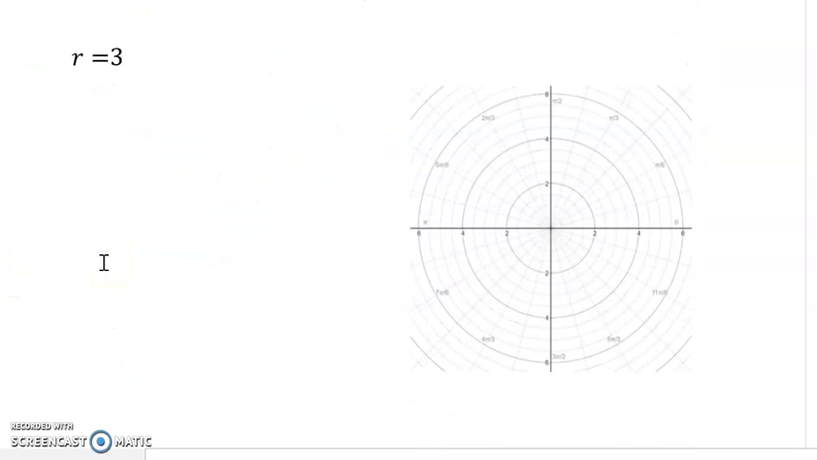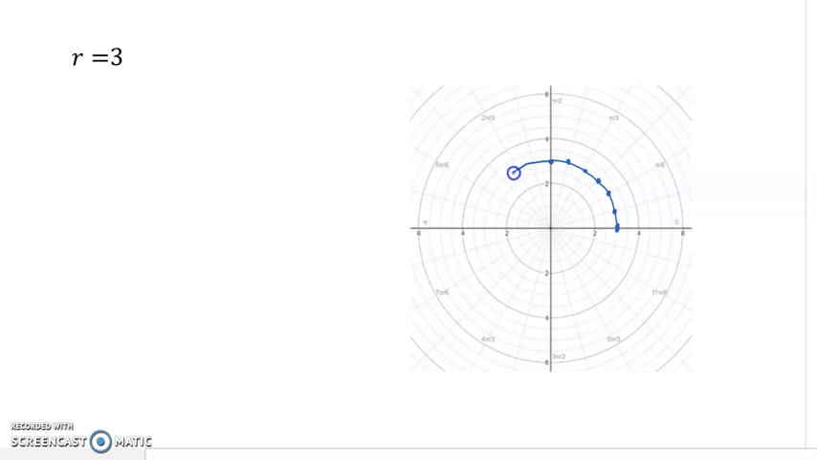r equals 3. Well, it doesn't matter what theta is, r equals 3. So, for example, theta could equal 0. Theta could equal pi over 6, pi over 4, pi over 3, 5 pi over 12, pi over 2. You see what's happening. We're going to get a circle.